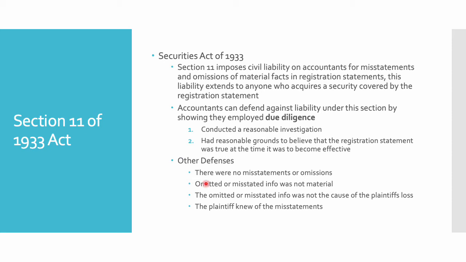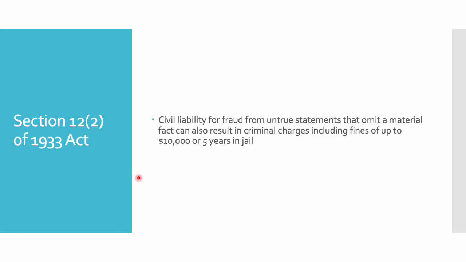Second argument, omitted or misstated information was not material to the financial statements. All right. In other words, it's not that important. It's a smaller threshold issue. And this one should sound similar. Omitted or misstated info was not the cause of the plaintiff's loss. In other words, something else is happening here. Or plaintiff knowledge of the misstatements. You knew that there were misstatements and you invested anyway and lost. So we shouldn't hold the accountant liable for that. All right.